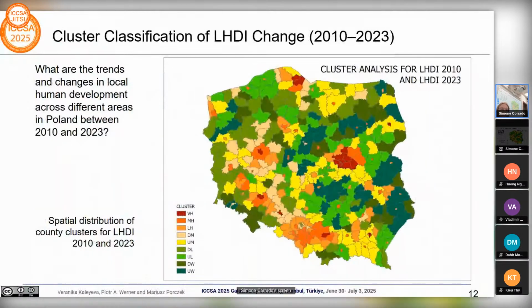And this is the spatial distribution of the clusters. In the cluster map, it's clearly indicated that a high level of human development is characteristic of the largest cities and metropolitan areas.